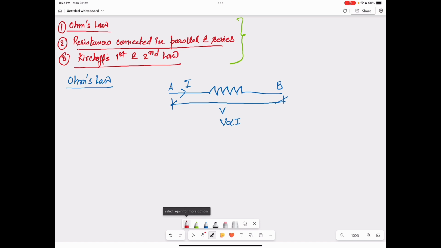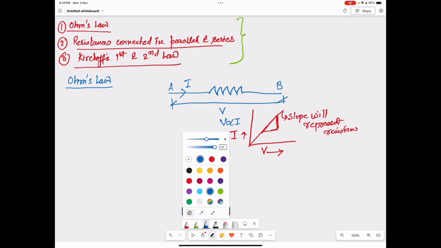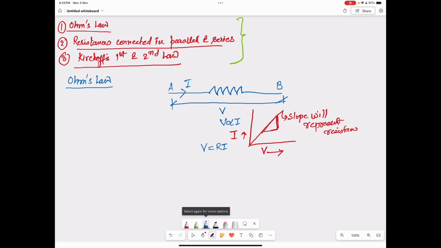So the voltage is directly proportional to current. If the voltage is decreased, current will also decrease. So now this V can be written as R into I. I am converting the proportionality sign into an equality sign. So R can be written as V by I. This is called resistance.